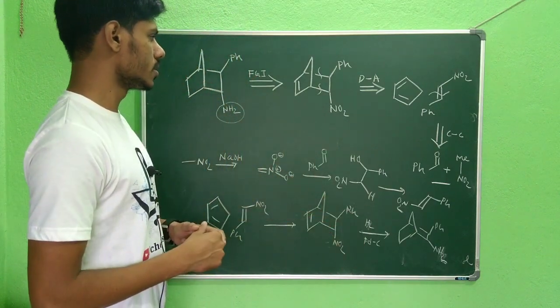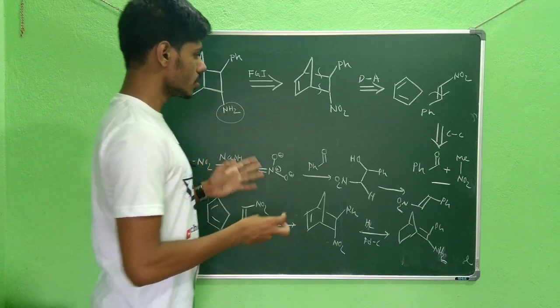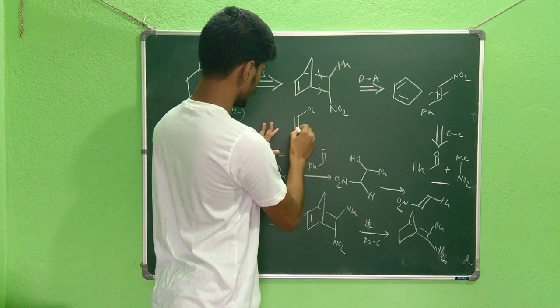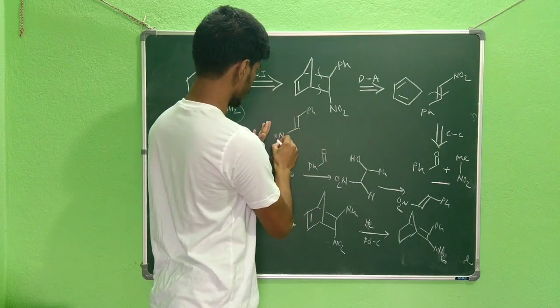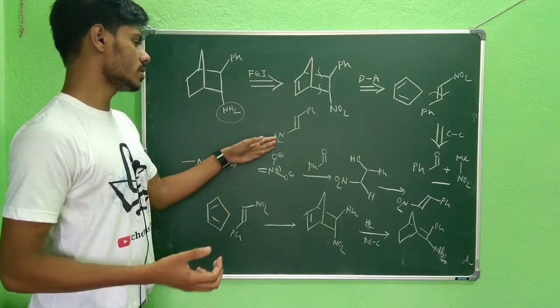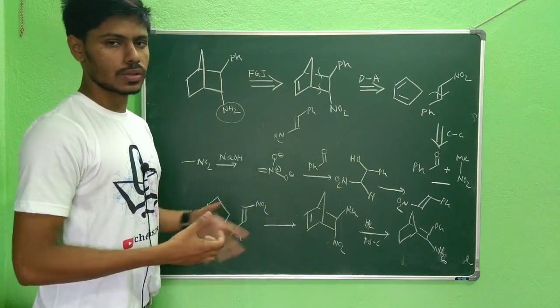Now where people made the mistake, so many people directly used this one, Ph NH2, instead of nitro. They used this amine. So if you use this amine, what is wrong with that?